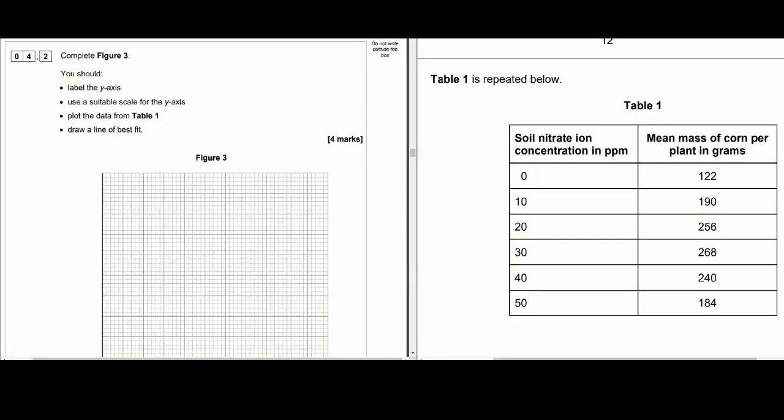Okay, let's have a look at this question. This is 4.2. Complete figure 3. You should label the y-axis, use a suitable scale for the y-axis, plot the data from table 1 and draw a line of best fit. So we've got a graph here and it's worth 4 marks. And over here we have a table of results.